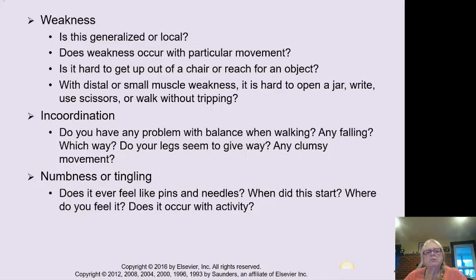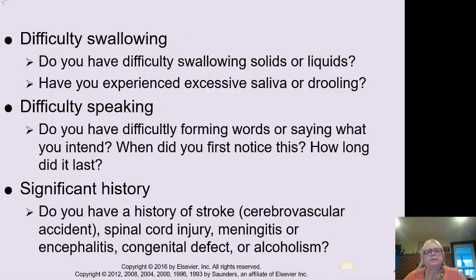Numbness and tingling is important. When did it start? Where do you feel it? That's a neurological sign. Difficulty swallowing, difficulty speaking, any significant history. Do you have a history of a stroke, spinal cord injury, meningitis, encephalitis, congenital defects, or alcoholism? Some congenital defects would be spina bifida. That's one that jumps right out at me, or anything else that involves the spine.